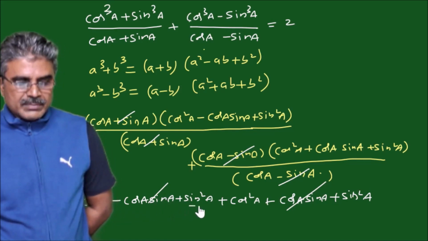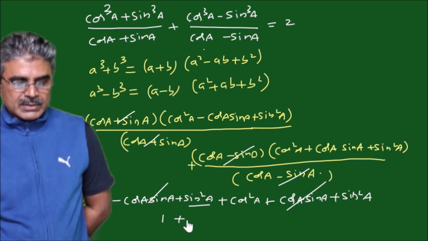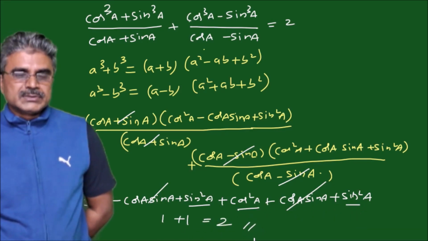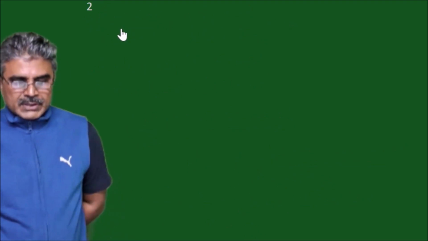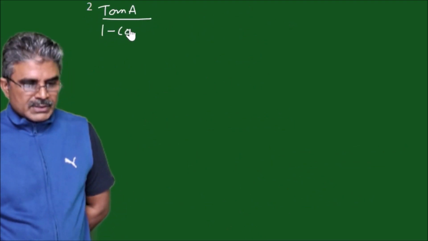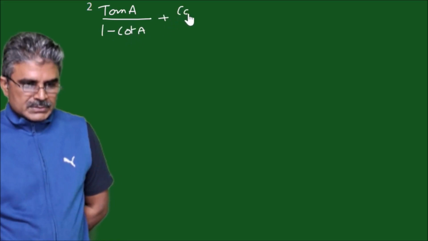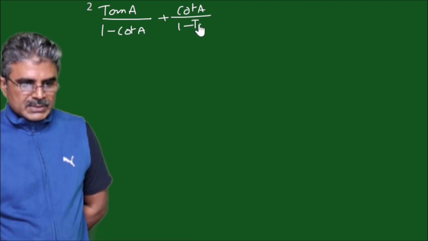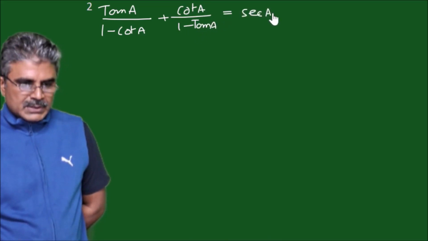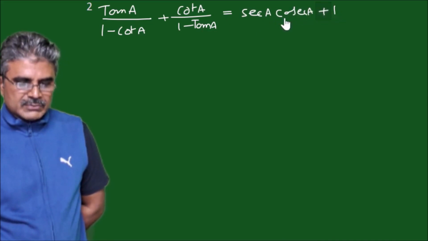You have cos square A plus sin square A, which is 1, plus another cos square A plus sin square A, which is 1, which will give 2 as the answer. So the next question is tan A divided by 1 minus cot A plus cot A divided by 1 minus tan A, which should be equated to secant A into cosecant A plus 1.